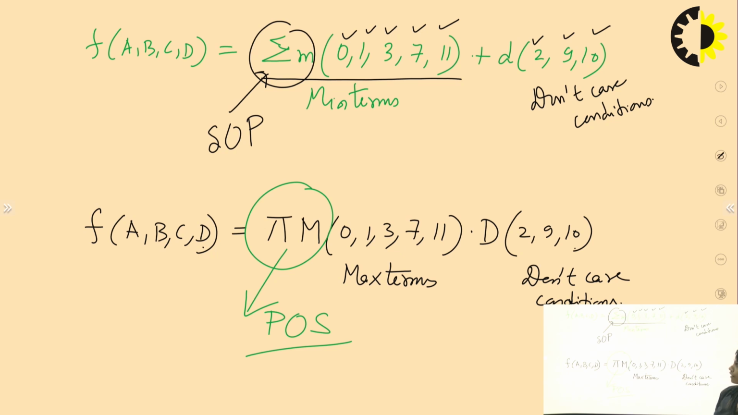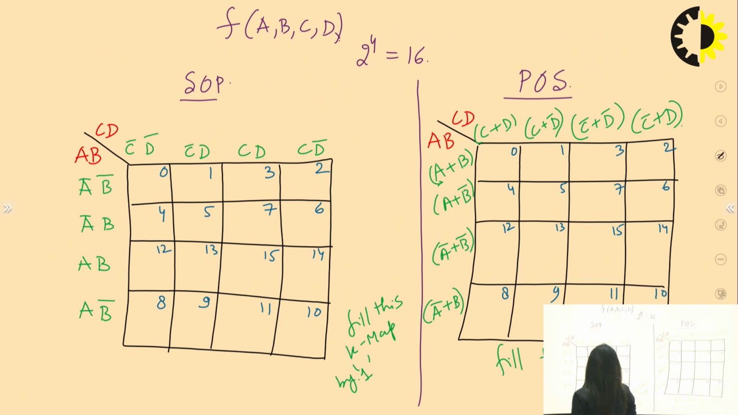So first of all, you have to identify whether the problem is given in the sum of product form or in the product of sum form. Now coming to the filling of these. Let's say I take the problem f(a, b, c, d) = summation m(0, 1, 3, 7, 11). So this is my 4 variable SOP, and I will fill it by using one. I should use another color.